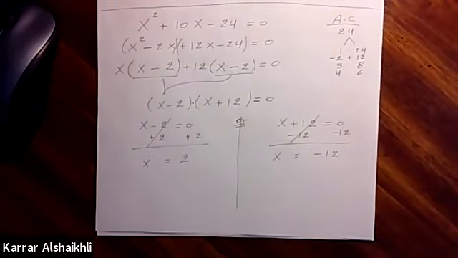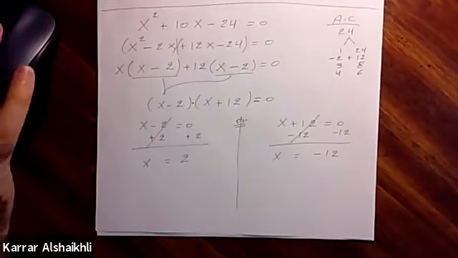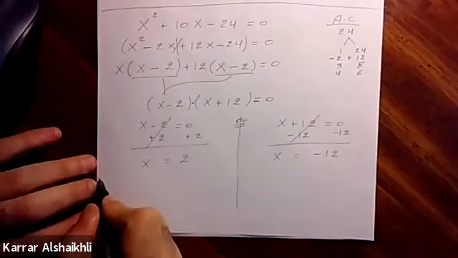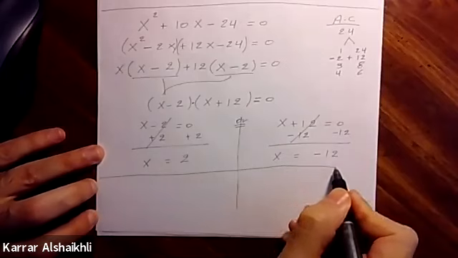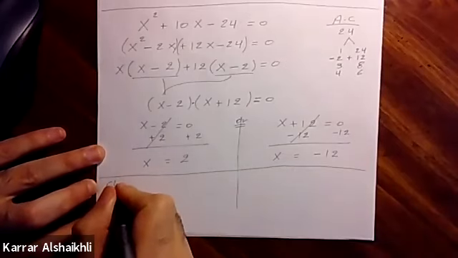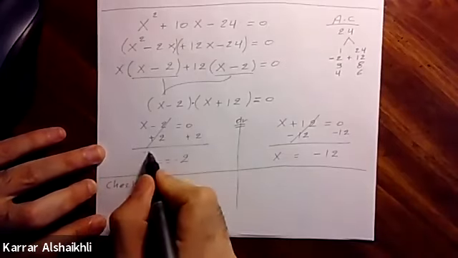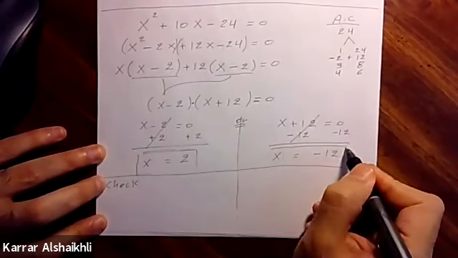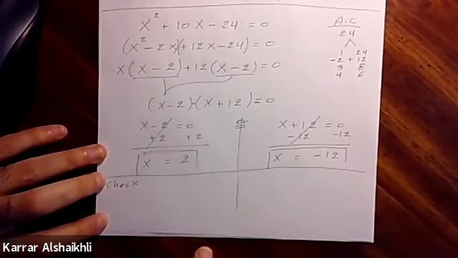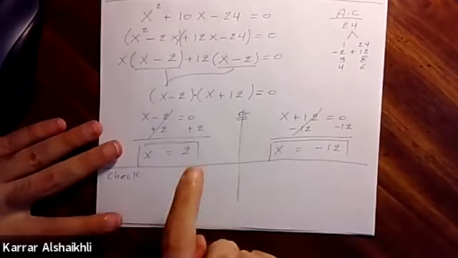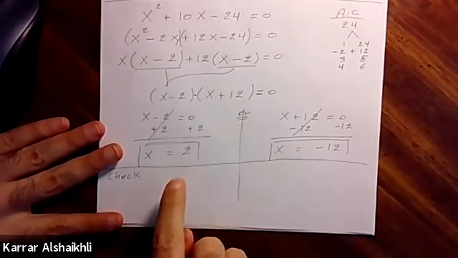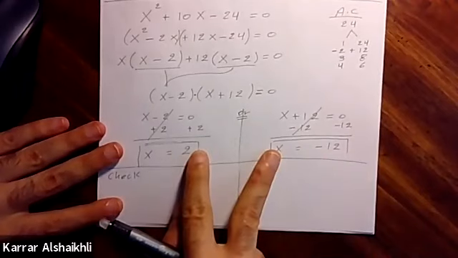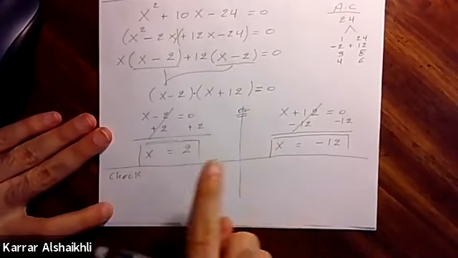We have just one more step and we're going to finish. To make sure we got the right solution, we have to do a check. This is the first solution, x equals 2. And this is the second solution, x equals negative 12. Because sometimes one of these solutions is not going to work. Sometimes both of these solutions are not going to work. Sometimes both are going to work. So we have to check each solution.